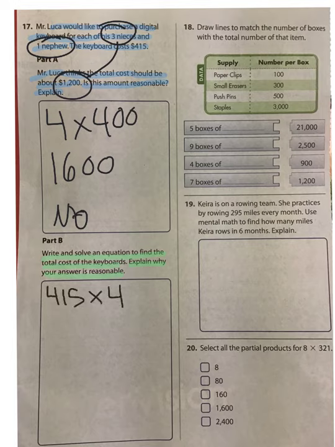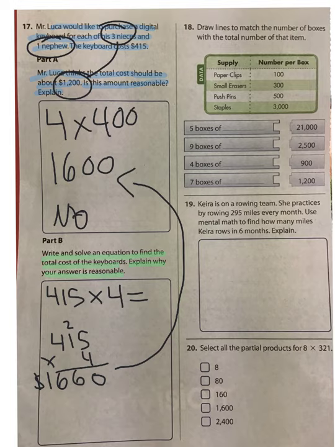So 415 times 4. We know that 5 times 4 is 20. Put your 0, regroup your 2. 4 times 1 is 4, plus 2 more is 6. And 4 times 4 is 16. So our answer is 1,660. And our answer is reasonable because when we rounded it, we got 1,600. And 1,600 is close to 1,660. Number 18. Draw lines to match the number of boxes with the total number of that item.